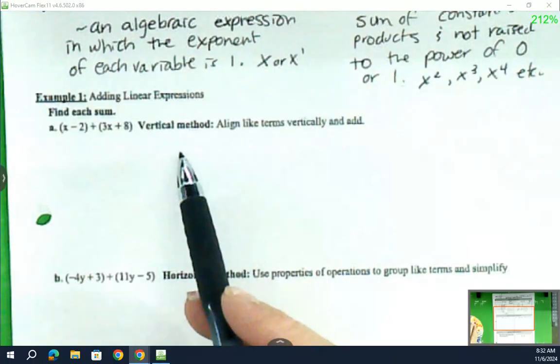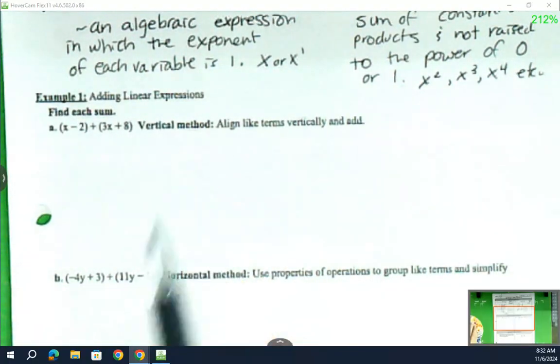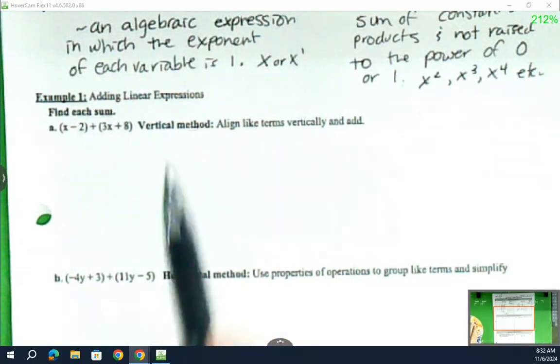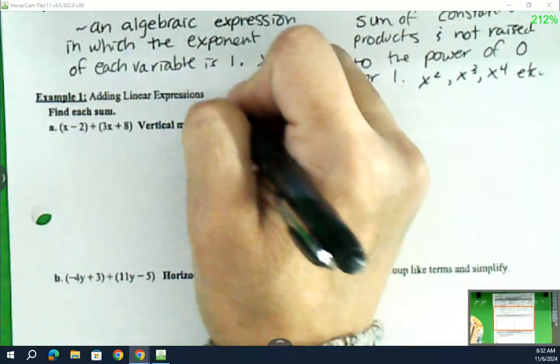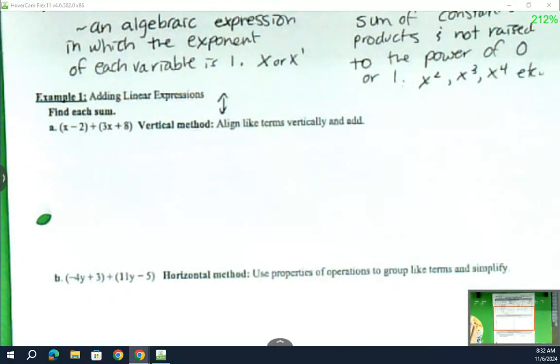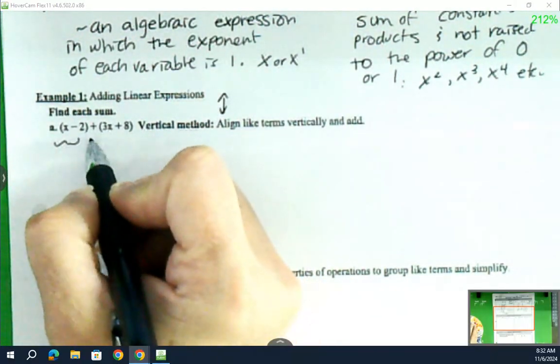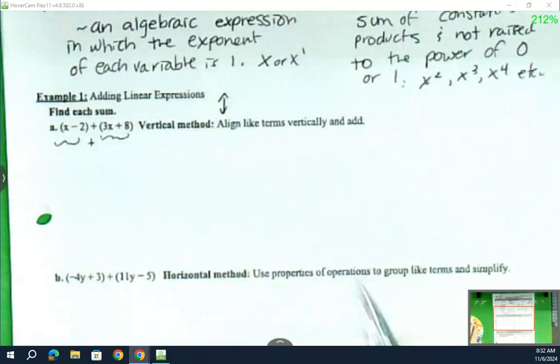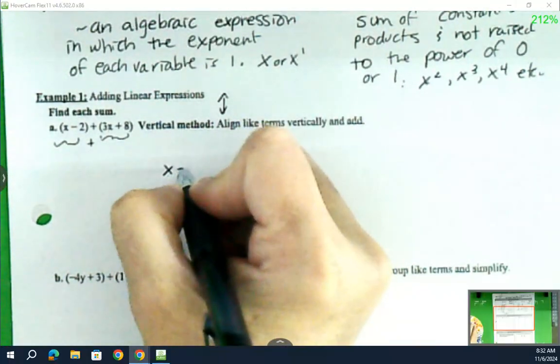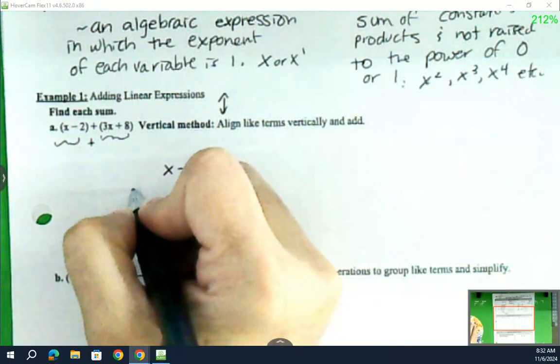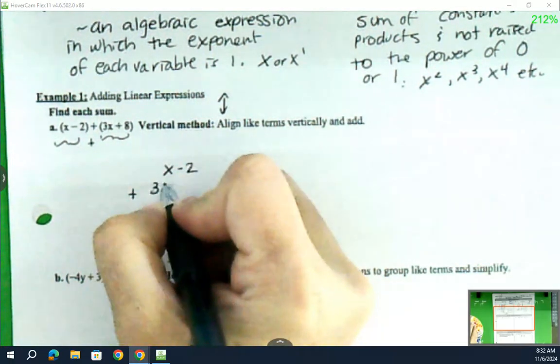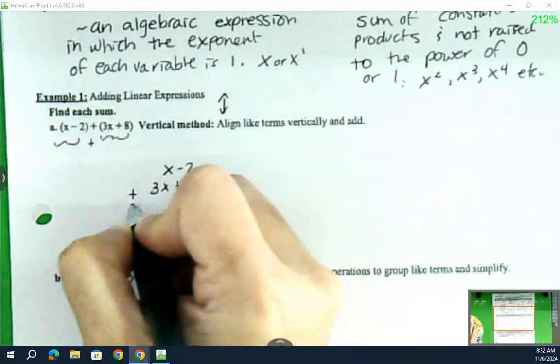There are two different methods. There's a vertical method and a horizontal method. Vertical method means we're going to be lining them up vertically, up and down. So we have this expression right here, x minus 2 plus the 3x plus 8. So we're going to line them up vertically. So we have x minus 2 plus the quantity 3x plus 8.